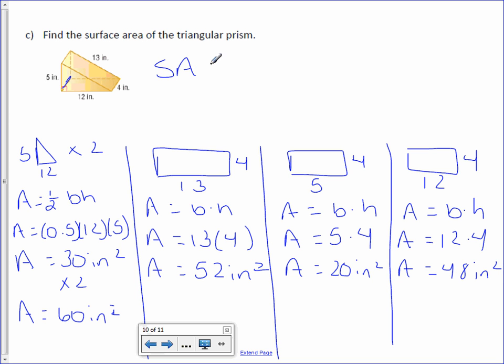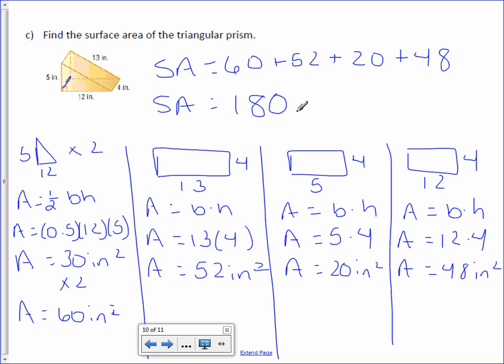To find the surface area, we add them all together. 60 plus 52 plus 20 plus 48. Surface area equals 180 inches squared.